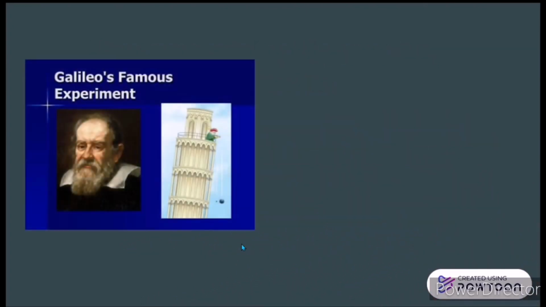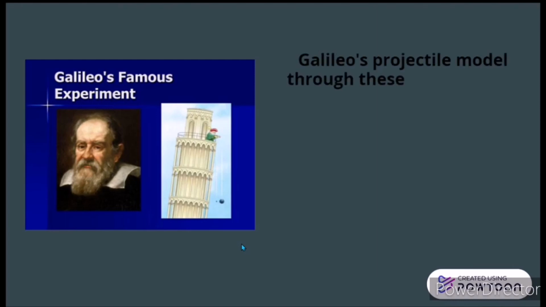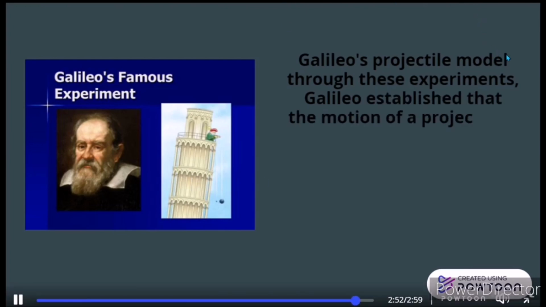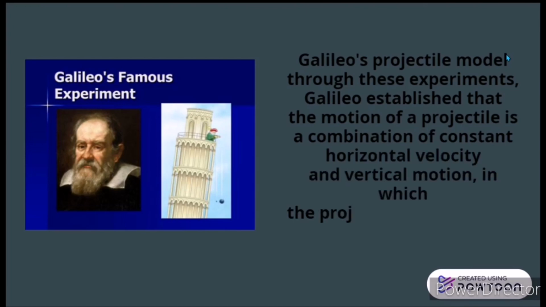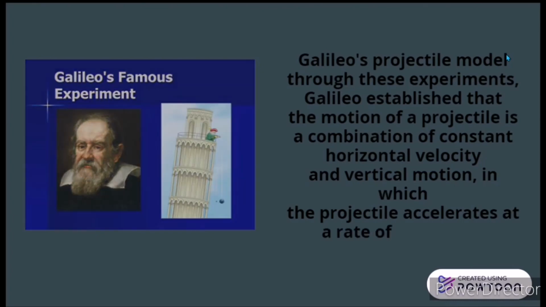Galileo's famous experiment. Galileo's projectile model. Through these experiments, Galileo established that the motion of a projectile is a combination of constant horizontal velocity and vertical motion in which the projectile accelerates at a rate of 9.8 meters per second squared.